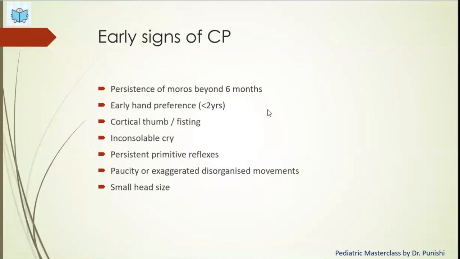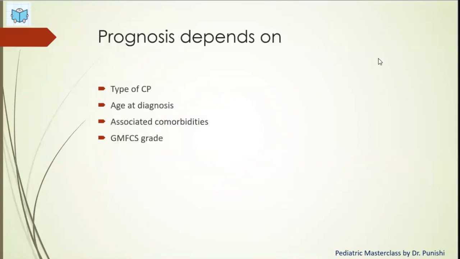Now, early signs of CP, we discussed: persistence of motor patterns beyond 6 months, early hand preference less than 2 years of age, cortical thumb or fisting. So this is what I mean by cortical thumb. The child has persistence of this beyond a certain age group, and again, that is abnormal. Persistent primitive reflexes, small head size, exaggerated or disorganized movements, or preferential movements of one particular side. All of these are early signs of CP. But the prognosis depends on the type of CP, age of diagnosis, associated comorbidities, and GMFCS grade.